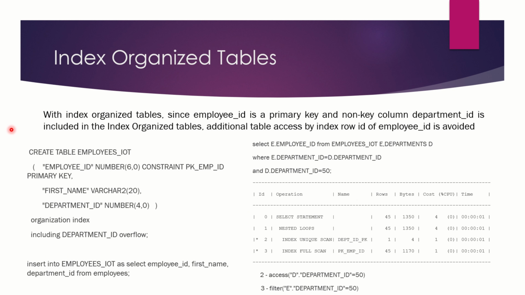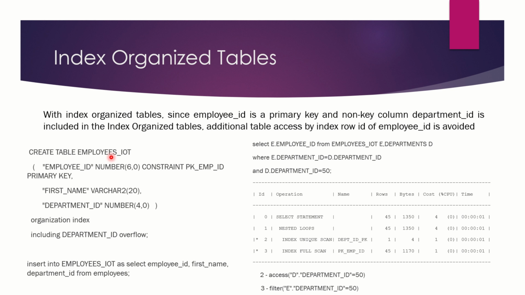So this is the improvisation of the previous example in which I have created an index organized table on the employees table, and looking at the syntax, employee ID is made as a constraint primary key. Then I have included the first name column and department ID column. Organization index means this table employees_IOT is automatically created as an index organized table. And I have also included department ID in the overflow part. So department ID in the overflow part means department ID will be stored in a separate table space, or in an overflow table space, rather than with the primary key.